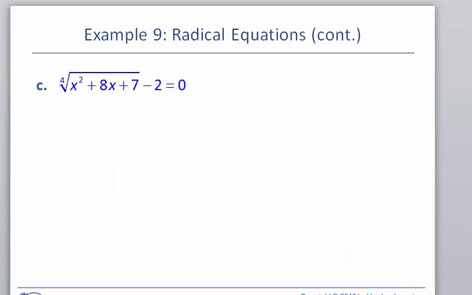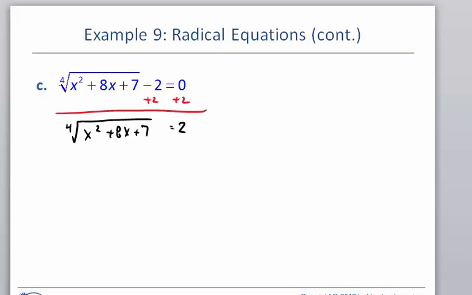Okay, so part C, we're seeing a fourth root. So we have the fourth root of x squared plus 8x plus 7, and then we have a -2 is equal to 0. So again, first step is to isolate that radical, and we do that by adding this 2 to both sides. So we have the fourth root of x squared plus 8x plus 7 is equal to 2.